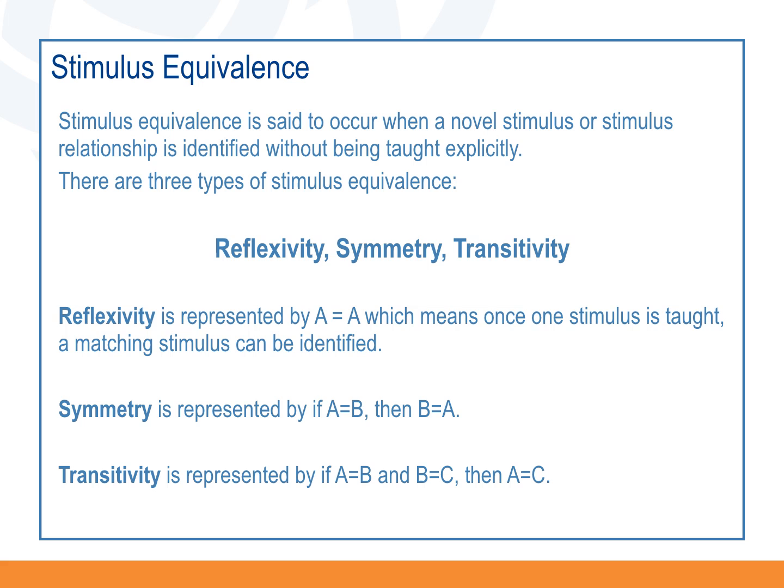Symmetry is if A is B, then B is A. So if you know that a dog is an animal, then a type of animal is a dog. Transitivity then is, and these are all represented in math too, so a lot of you have probably heard of them through math: if A equals B and B equals C, then A should equal C.